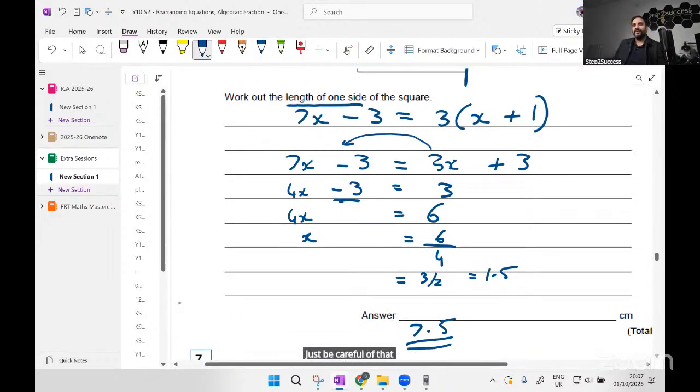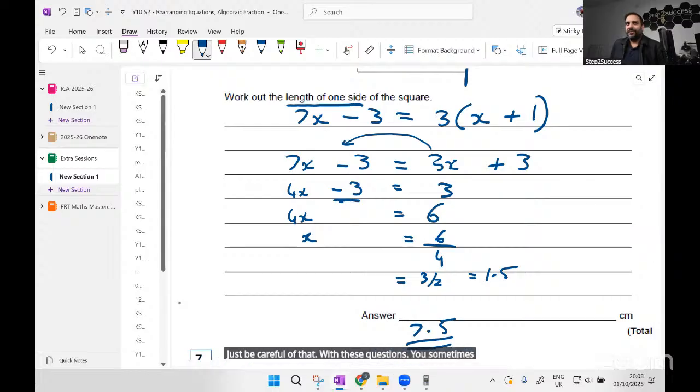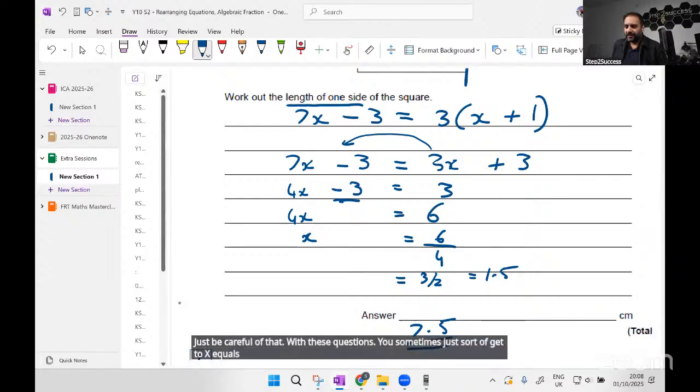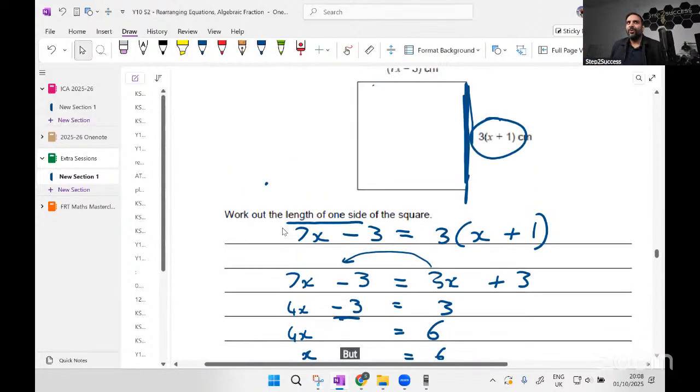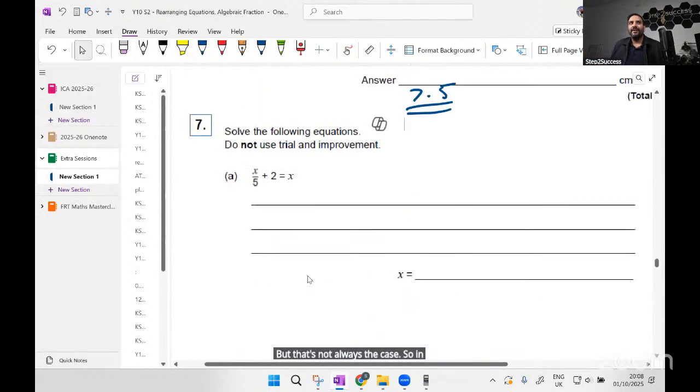So with these questions, you sometimes just get to x equals and think you're finished, because you're like, well, that's what you normally are, right? You think you're finished, I've got x. But that's not always the case. So in this case, it wasn't the case.